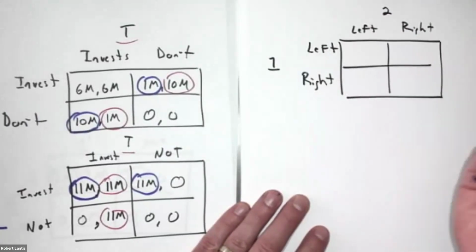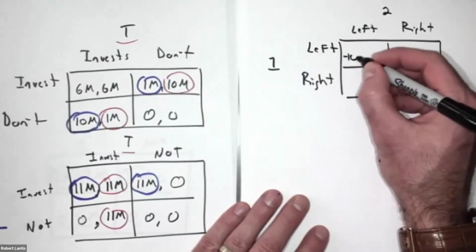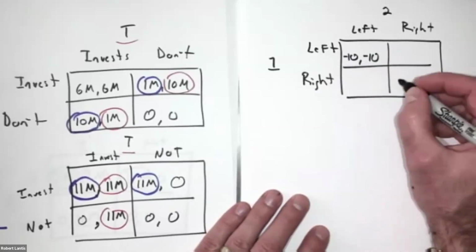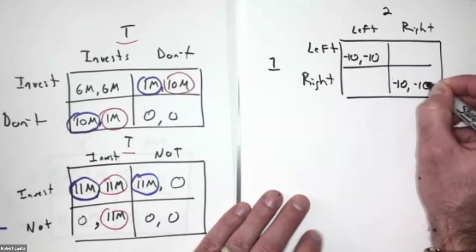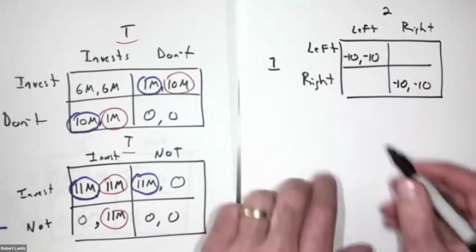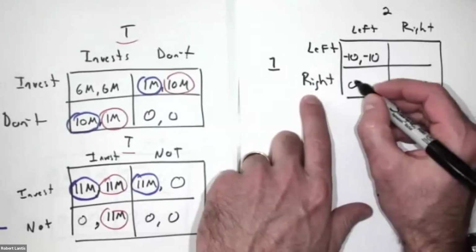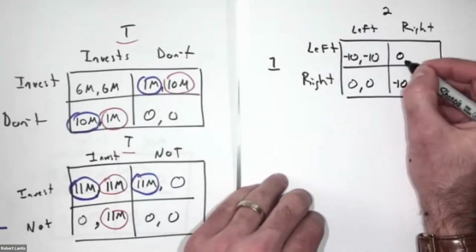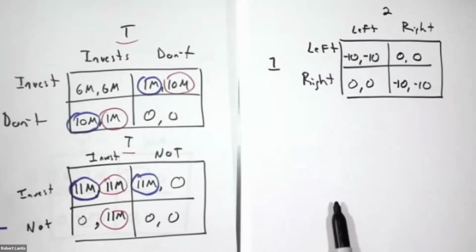where we both run at each other. If we both go left, negative payoff to both of us, right? We crash into each other. If we both go right, negative payoff, we both crash into each other. If I go right and you go left, there's no real benefit, but at least we didn't crash into each other. I could even put this here at 0.